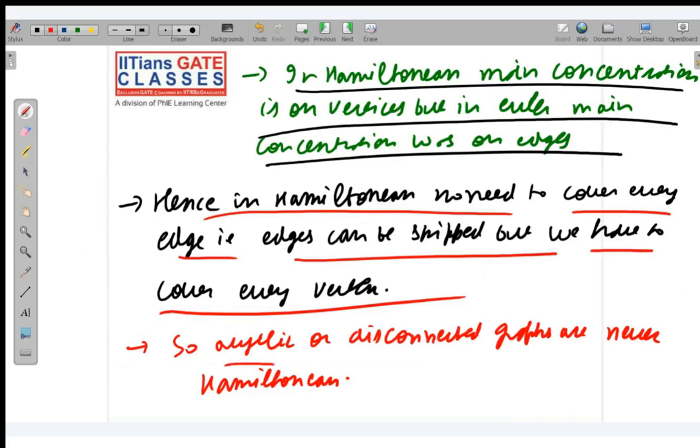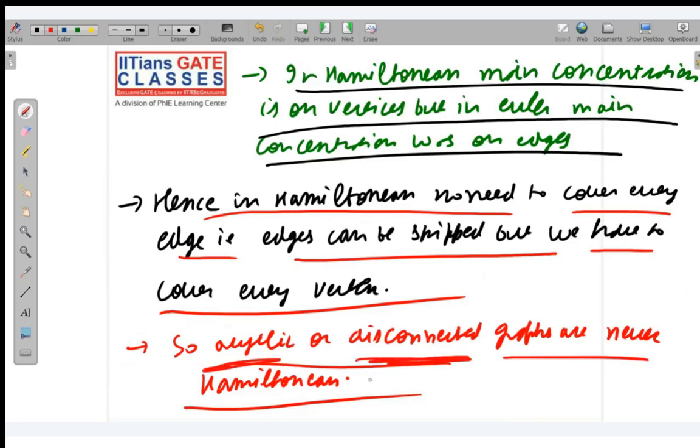Okay, so acyclic or disconnected graphs are never Hamiltonian, that is for sure. If the graph is acyclic or it is disconnected, it is never Hamiltonian. Why? If the graph is disconnected, then you will not be able to reach this vertex, and our main aim is to cover all the vertices.